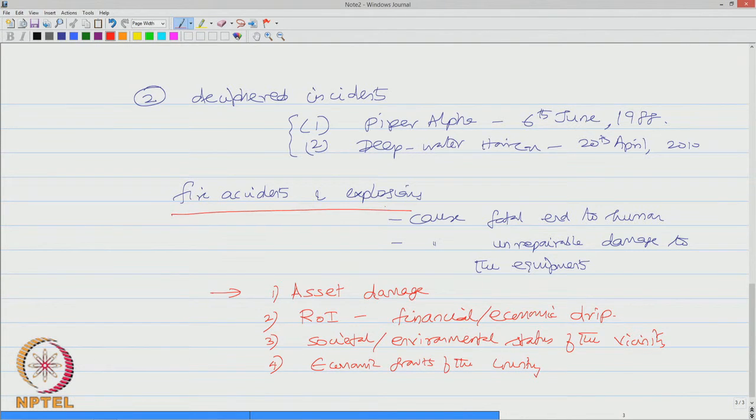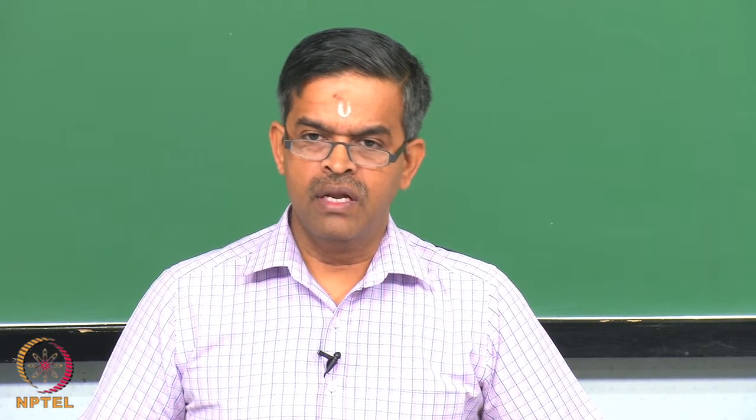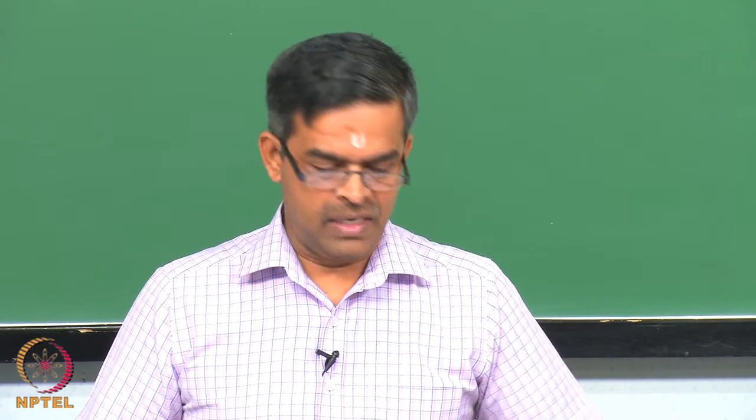So, fire accidents and explosions have very severe long term consequences. Therefore, it is very important that even if these accidents occur very rarely, the consequences arising from these accidents should be controlled to the maximum possible limit, so that the platform damage or the asset damage is as far as possible limited within acceptable standards.